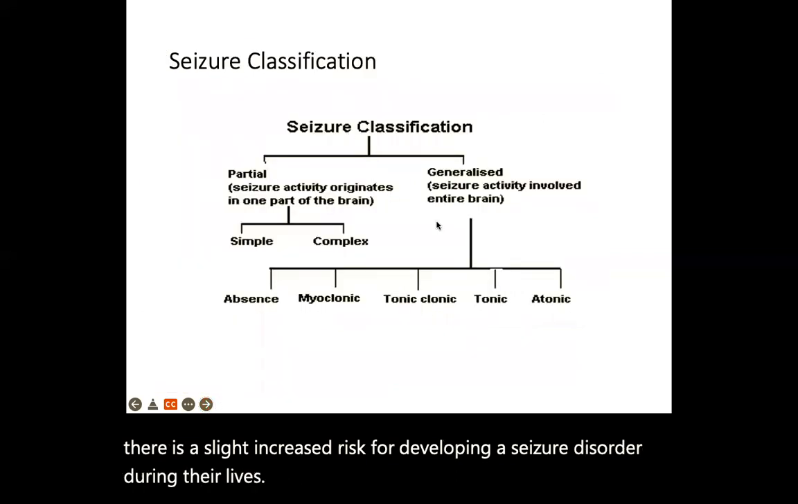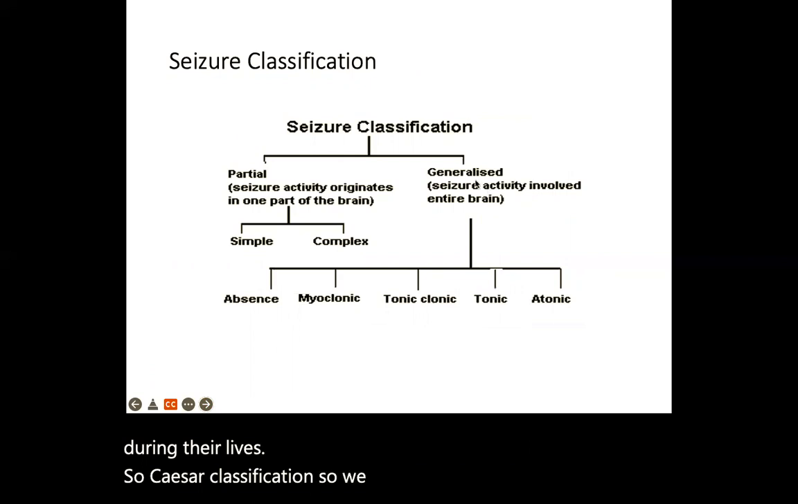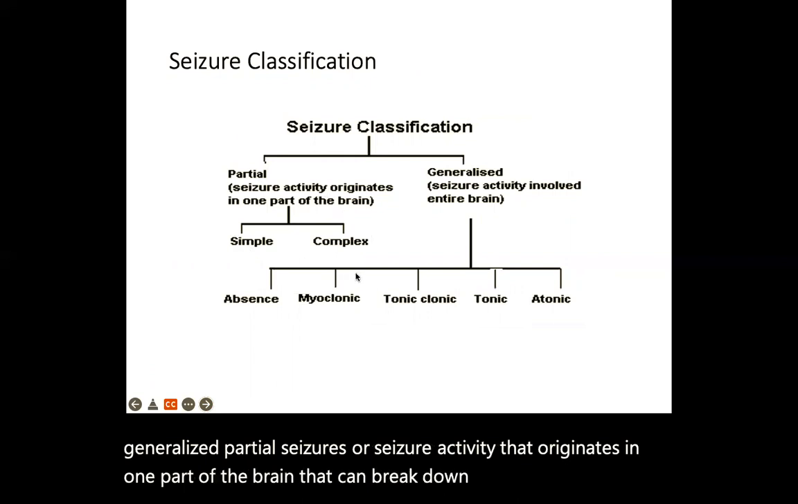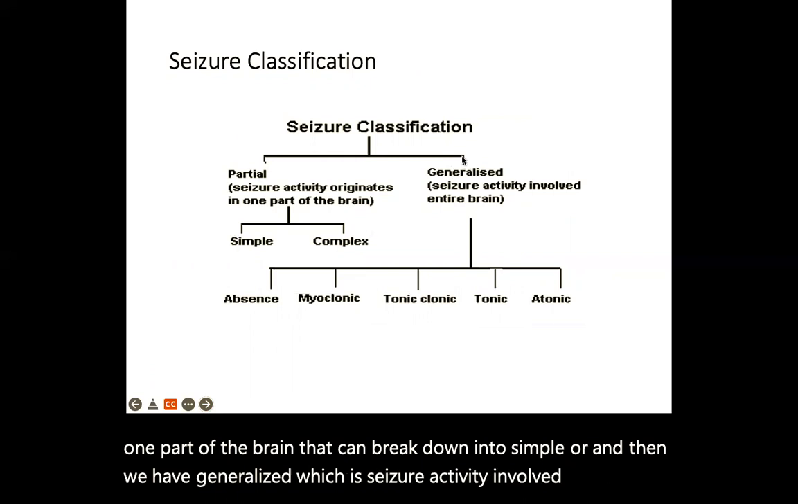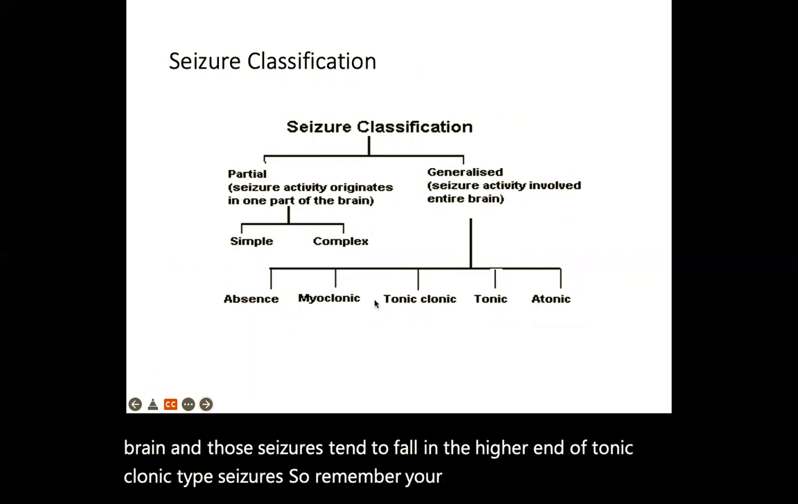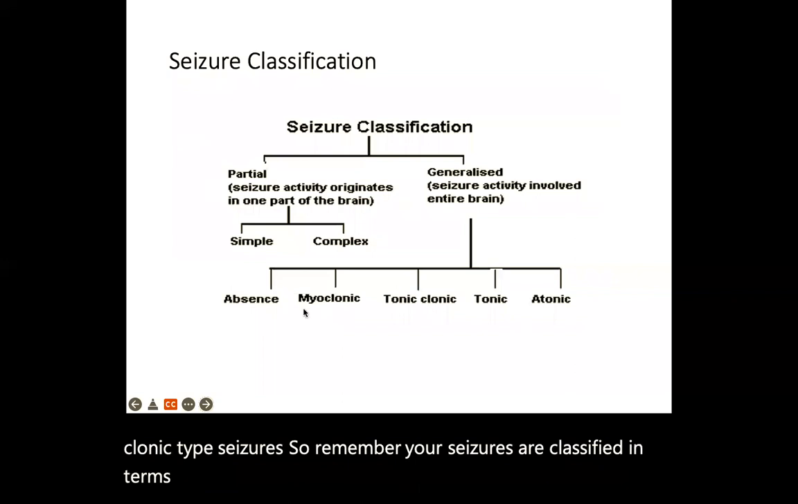So, seizure classification. We have partial and we have generalized. Partial seizures are seizure activity that originates in one part of the brain. That can break down into simple or complex. And then we have generalized, which is seizure activity involving the entire brain. Those seizures tend to fall in the higher end of tonic-clonic type seizures. So remember, your seizures are classified in terms of absent, myoclonic, tonic-clonic, tonic, or atonic.